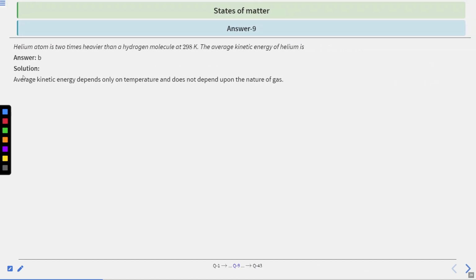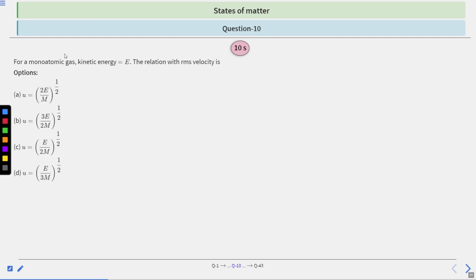Okay, so the correct option is option B. The average kinetic energy depends only on temperature and does not depend upon the nature of the gases. That's why it does not depend on the nature of gas, and hence option B is the correct answer. Moving on to our next question, question number 10.